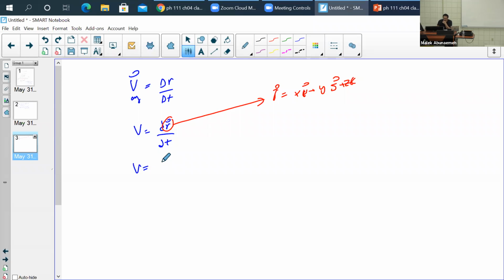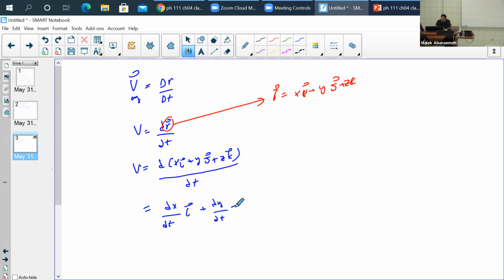That means your velocity is going to equal d of x in the i direction plus y in the j direction plus z in the k direction, divided by dt with respect to t. This is going to equal dx over dt in the i direction plus dy over dt in the j direction plus dz over dt in the k direction.